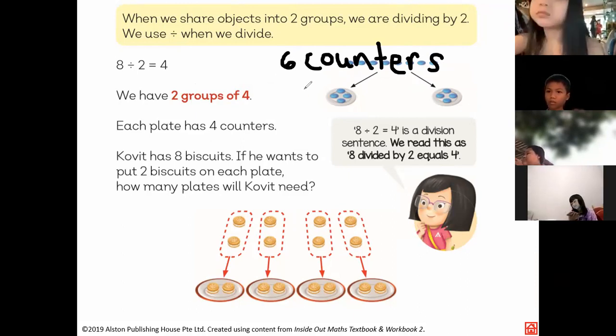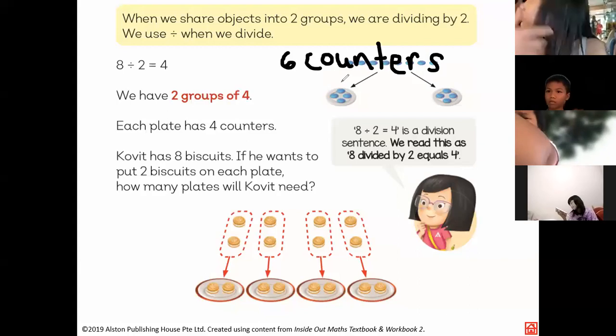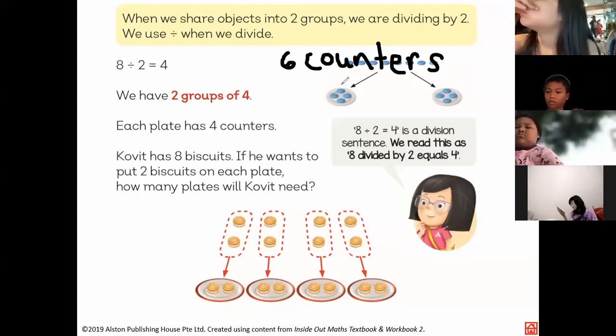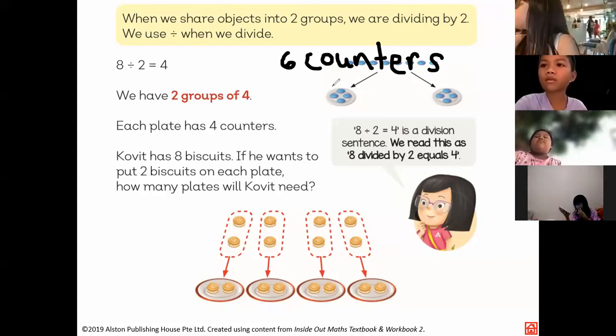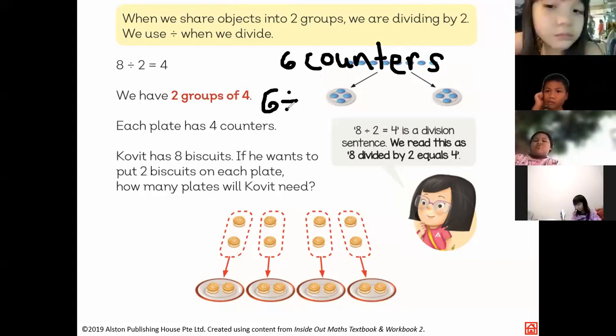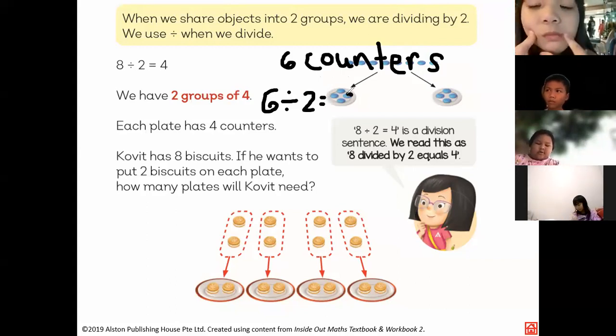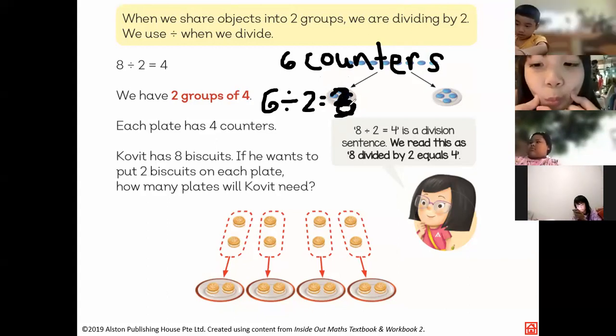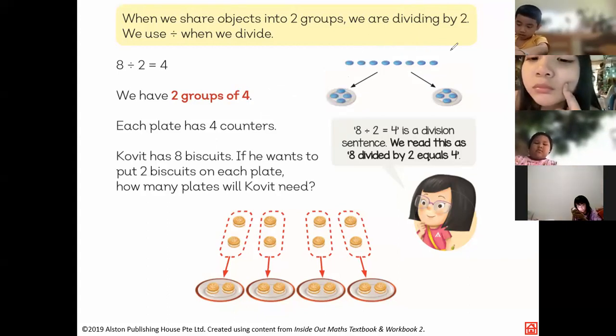So class, we have another example here. 6 counters. And then divide these counters into 2 groups. How many counters in each group? 3. Okay, so that's going to be 6 divided by 2. That equals 3. All right, so I think that's pretty easy. So we have another example here.